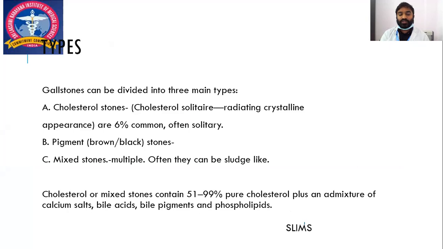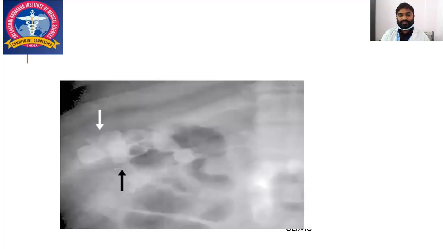Cholesterol stones, with a solid radiating crystalline appearance, are common and often solitary. Pigmented stones, both brown and black stones, and mixed stones are multiple. Often they can be sludge-like. Cholesterol or mixed stones contain 51 to 99% pure cholesterol plus an admixture of calcium salts, bile pigments, and phospholipids.